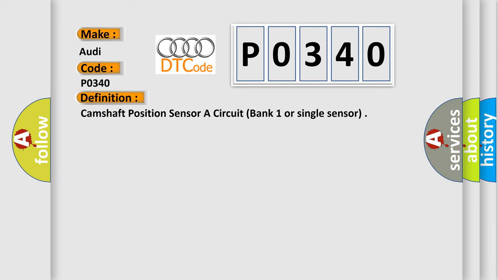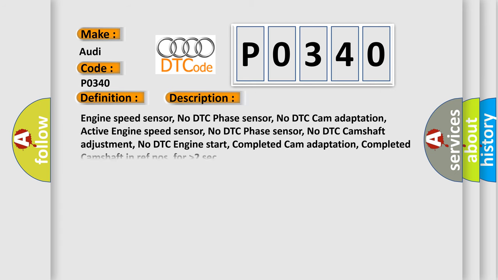The basic definition is camshaft position sensor A circuit, bank 1 or single sensor. And now this is a short description of this DTC code. Engine speed sensor, no DTC phase sensor, no DTC cam adaptation, active engine speed sensor, no DTC phase sensor, no DTC camshaft adjustment, no DTC engine start, completed cam adaptation, completed camshaft in ref POS, for higher than 2 seconds.